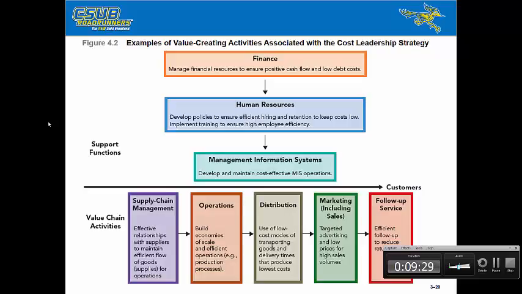You can use low-cost distribution methods. You can really target and focus your advertising and your marketing. And you can make sure that your customer service is very efficient on the tail end of the value chain.